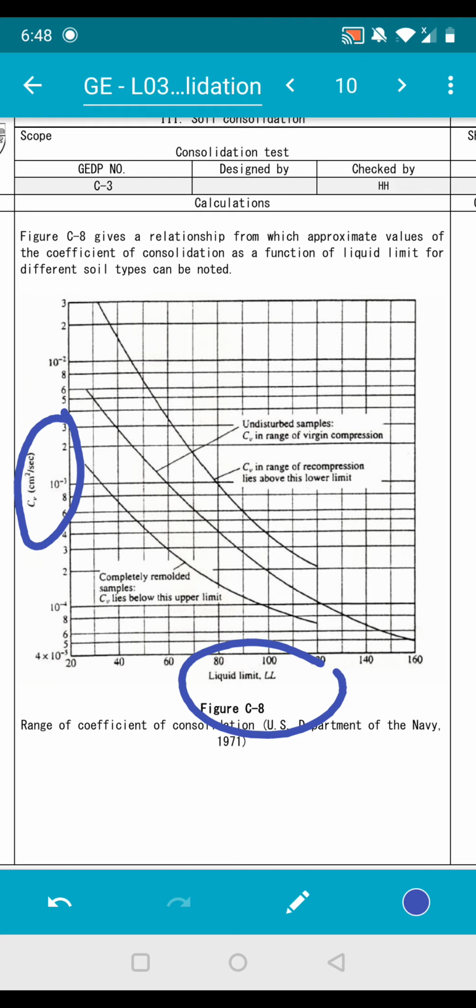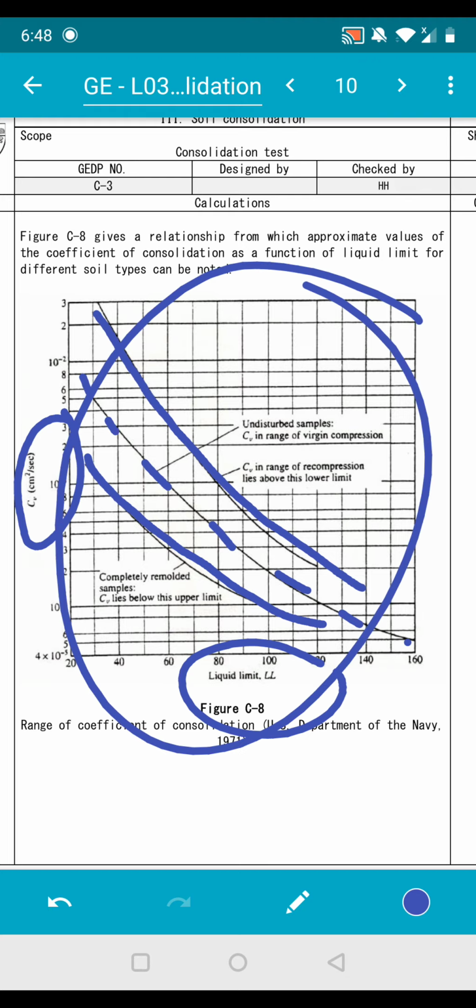So in this case, 3 lines are given here. The first is the remolded samples and the undisturbed samples. Okay, 2 different types of sampling. And then this is the main important one, which is the range of recompression that lies above this limit. Okay, you can do your own. You can have your own soil from site and establish this chart.